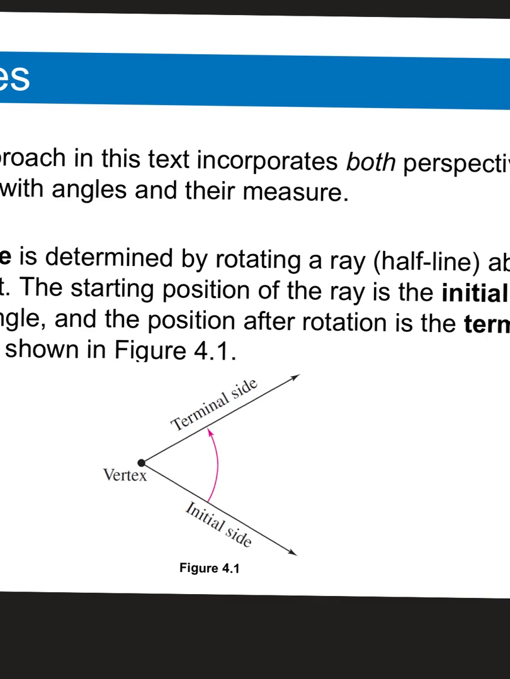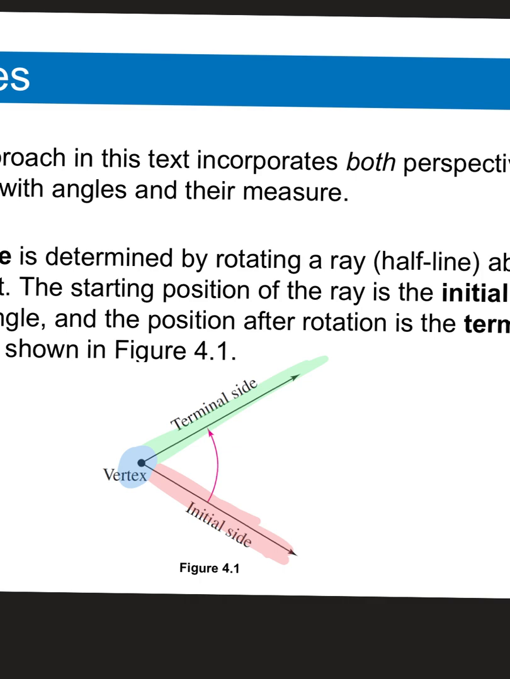The starting position of a ray is called your initial side. Where our angle starts is called our initial side, initial meaning beginning. And where the angle rotation ends is called the terminal side. If something is terminated, like your job, you lose your job. Where the two rays come together is called the vertex. You guys call it the point sometimes. But the initial side is where the angle starts.